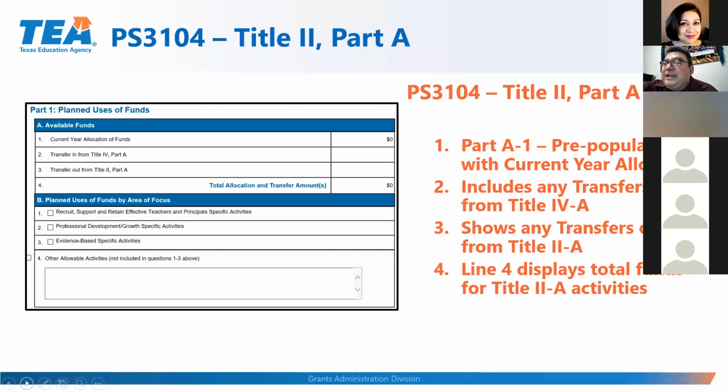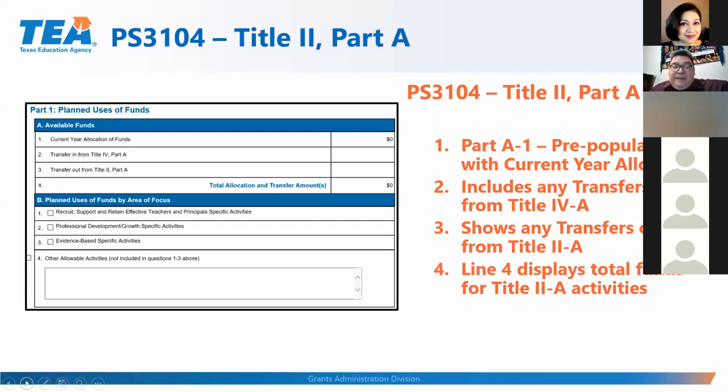Next schedule we're looking at is Title II, Part A. And you notice this one has changed a little bit on Part A, available funding. It now shows the amount that was transferred in from Title IV into Title II. And if you had any Title II funds transferred out, it'll show the amount that was transferred out. So now line 4 shows the total amount that is allocated for Title II, Part A use of funds.